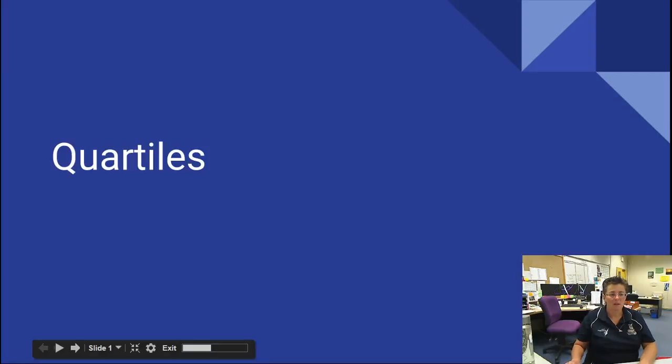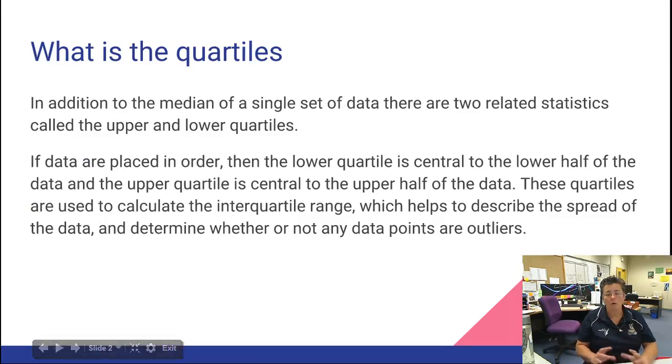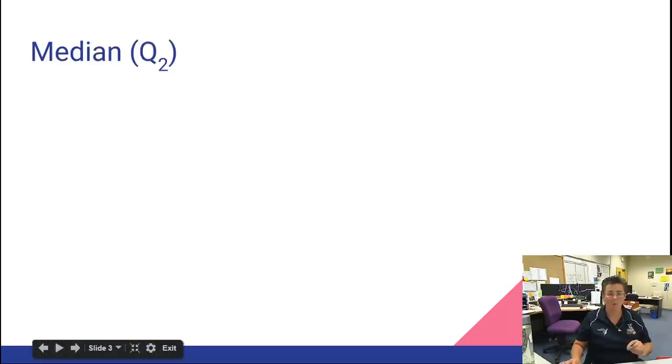Okay, so today what we're going to look at are quartiles. Quartiles is when we take a set of data, basically as the name would suggest, and we divide it up into 4. We know that we can find our median, and then from our median that gives us half, and if we divide each half in half, that gives us our quarters or quartiles.